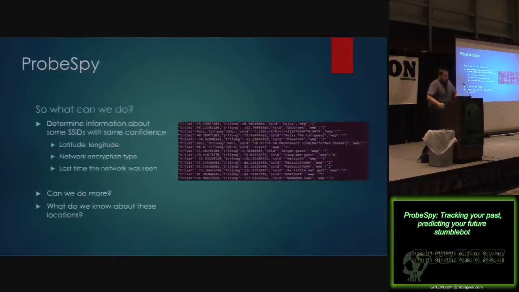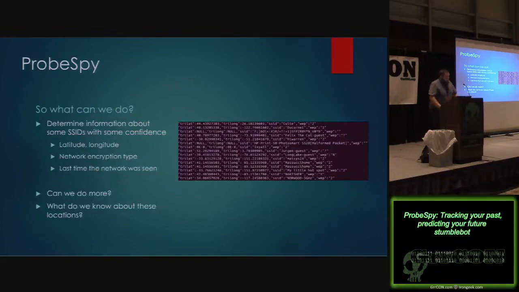So, covering what we've gone over so far, what can we do? We can determine information about some SSIDs with some confidence, that being the location, through the latitude and longitude, the network encryption type, and the last time that the network was seen.